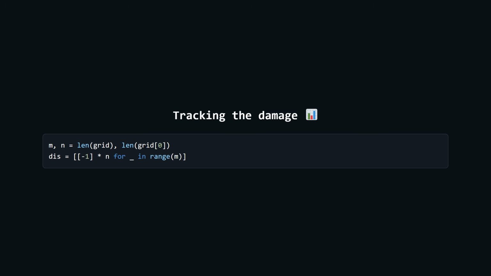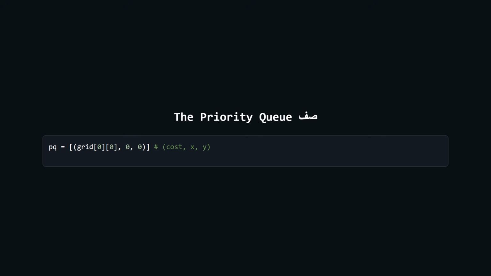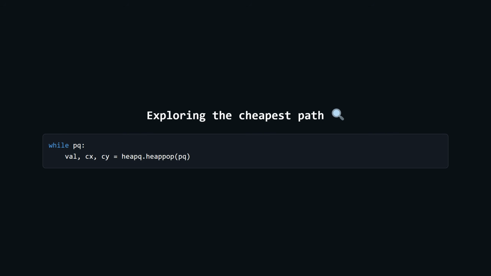First, we set up a grid called distance to keep track of the lowest damage we've taken to reach any specific cell. We fill it with negative ones at first to mean unvisited. We create a priority queue and put our starting square in it. We store 3 things: the damage taken so far, our current row, and our current column. Inside our loop, we always pop the location that has the lowest damage score. This guarantees we find the most optimal route.